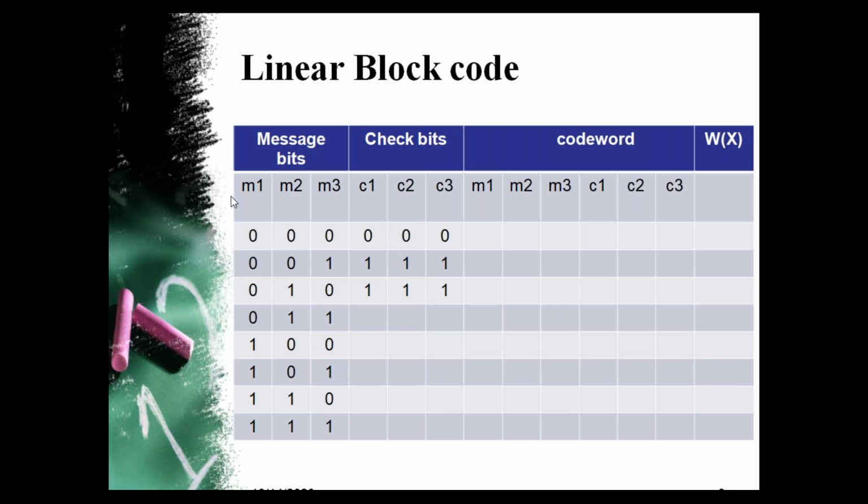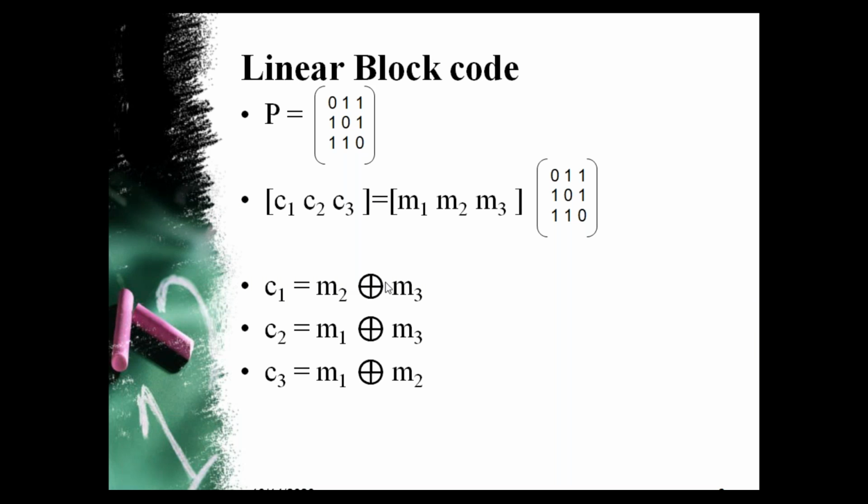Here are the message bits m1 m2 m3, with the different possible combinations: 0 0 0, 0 0 1, 0 1 0, etc., up to 1 1 1. Then we will have to write the check bits by using the equations: c1 equals m2 plus m3, c2 equals m1 plus m3, c3 equals m1 plus m2.